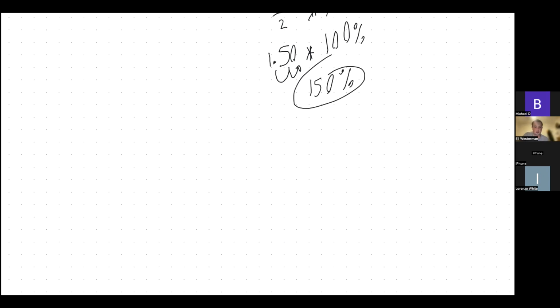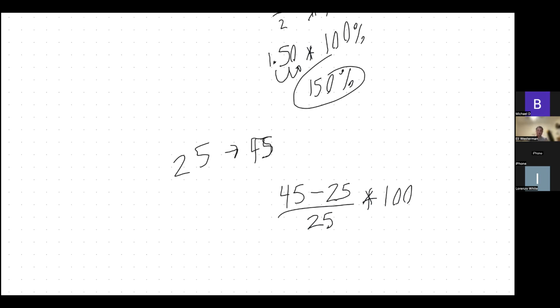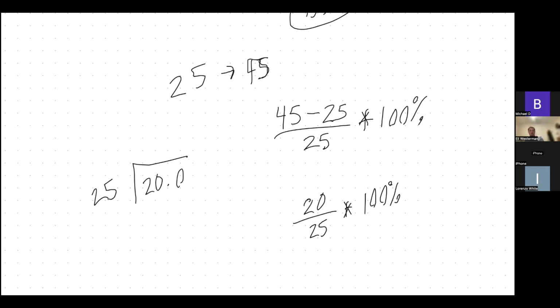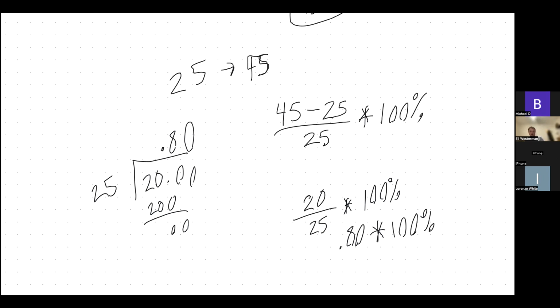Let's do another one. I want you to be able to do these quickly, like do them a lot. So 25 to 45. So the new is 45, the old is 25, times 100%. So 45 minus 25 is 20 over 25 times 100%. Here we're going to put 20 here, 25 here, add a 0. 25 goes into 200 8 times, so 0.80 times 100%. We move the decimal place 2 places. So 80%.